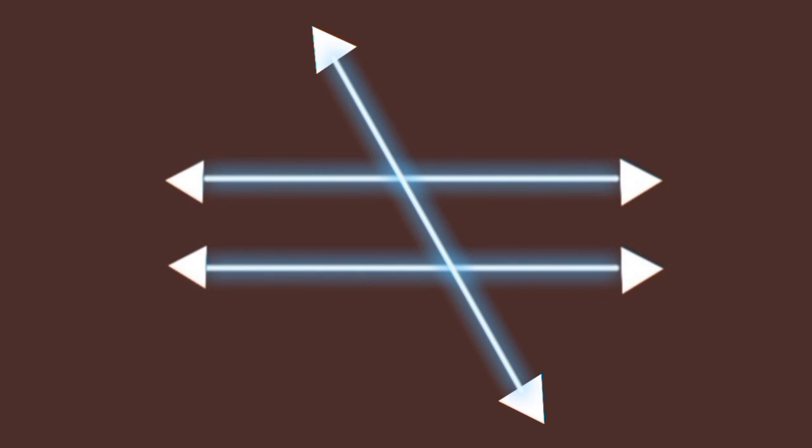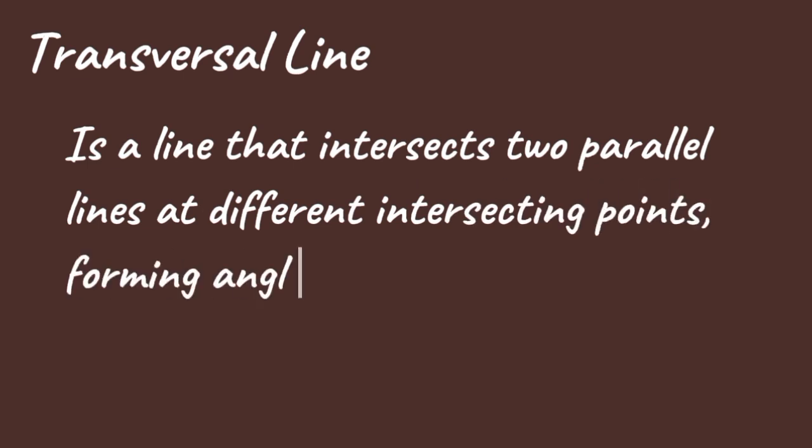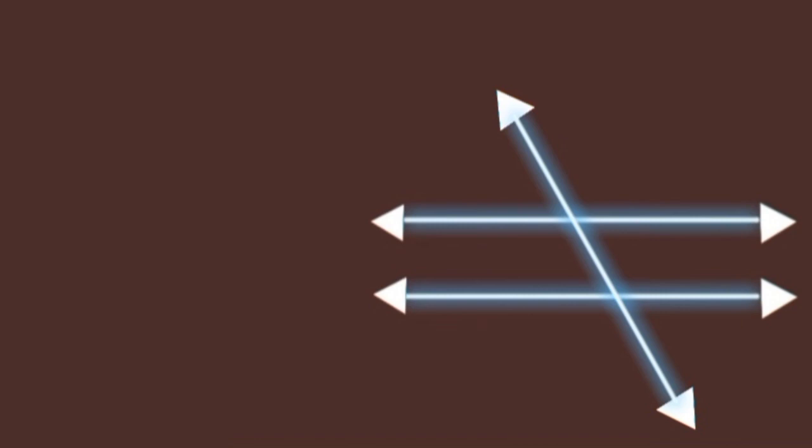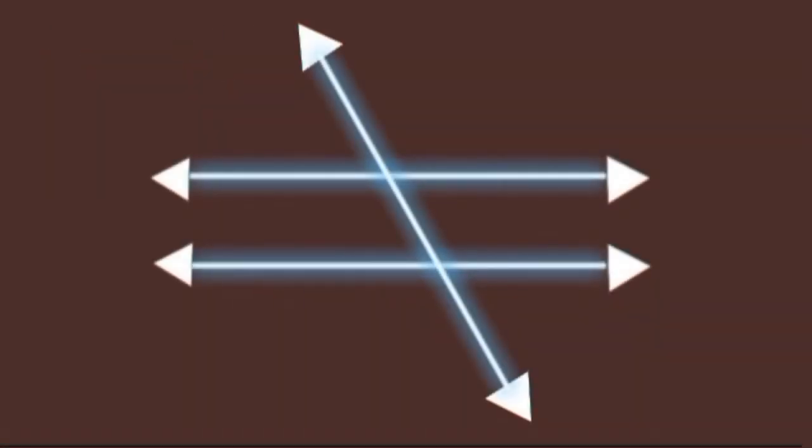Now, let's put a line here. What is this? This is a transversal line. A transversal line is a line that intersects two parallel lines at different intersecting points, forming angles. Now, this illustration is a parallel line cut by a transversal. Let us name these angles 1, 2, 3, 4, 5, 6, 7, and 8.